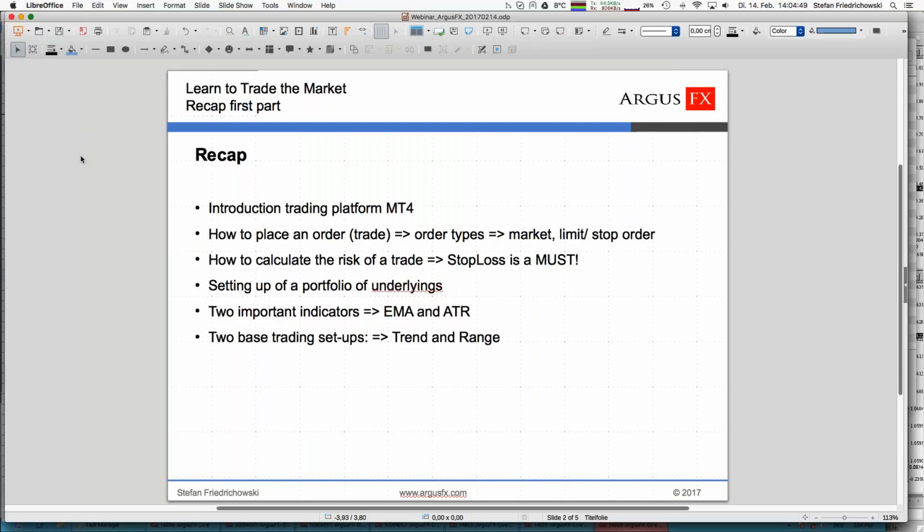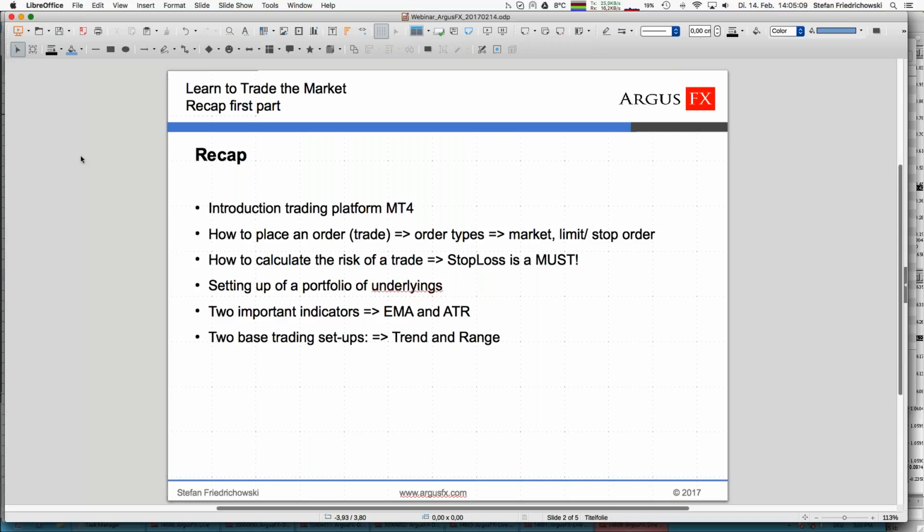There are other trading platforms as well, but I focus here on the MT4. And what we have done is we have set up specific profiles in order to have a better overview of the markets. We learned how to open trades and how to place an order.